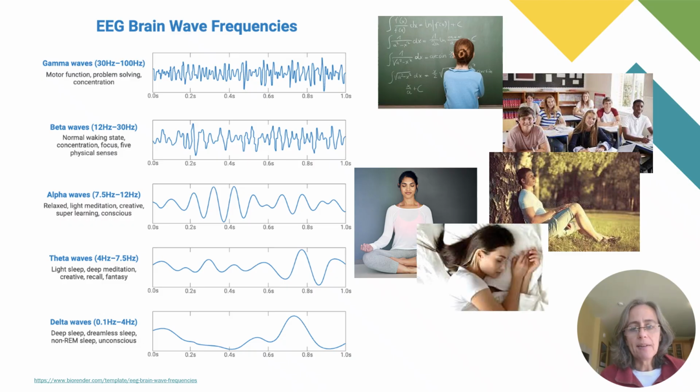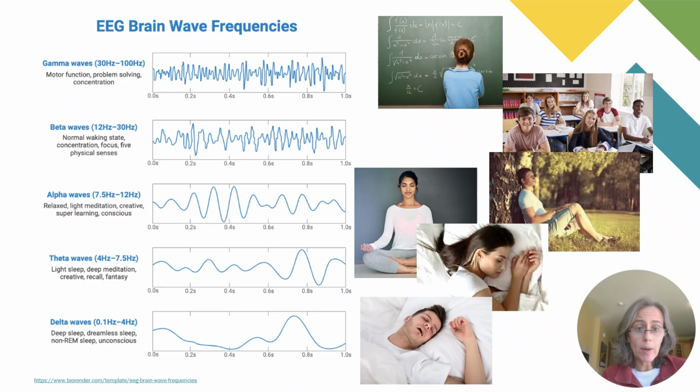Next is theta waves. Now, these can be seen in deep meditation, but they're also seen during sleep. So in here where it says creative, recall, fantasy, I don't know about that. There's a lot of kind of woo-woo stuff out there about brain waves, and I'm not expert enough to parse that. But definitely we see theta waves during a lot of our sleep.